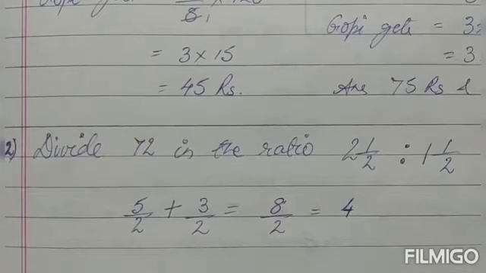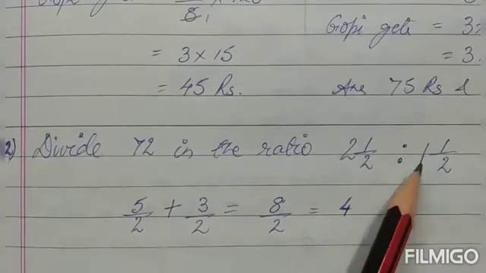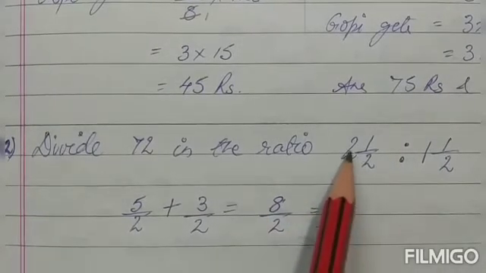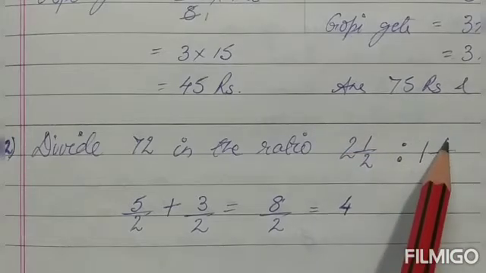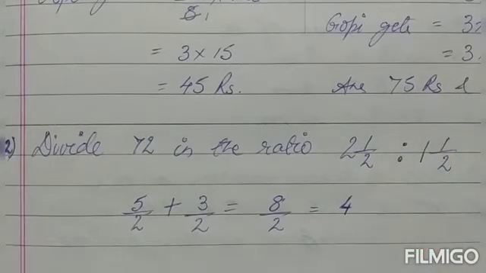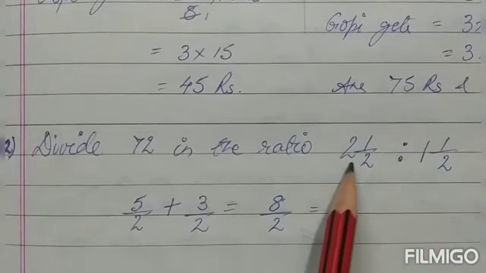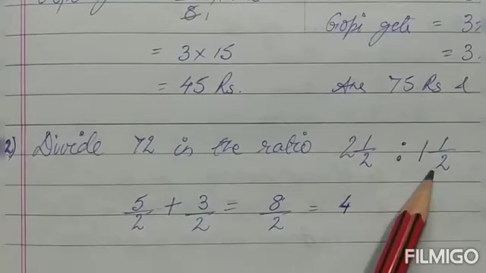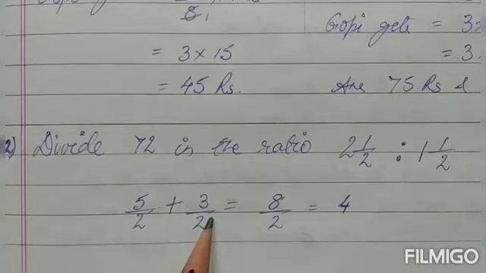Divide 72 in the ratio 2 whole 1 upon 2 is to 1 whole 1 upon 2. Now for doing this question, first thing is we have to convert these mixed fractions into improper fractions. Now when you convert, this will be written as 2 2s are 4 plus 1, 5 upon 2, and 1 2s are 2 plus 1, 3 upon 2.